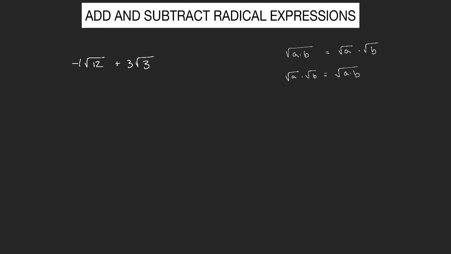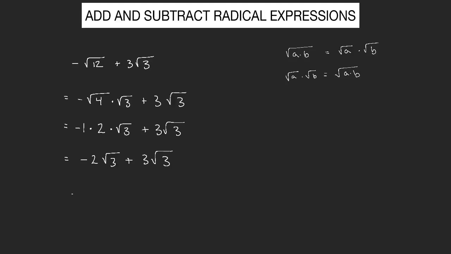So, negative 1 times root 12 plus 3 times root 3. Okay, we're going to go ahead and say that that equals negative root 4 times root 3 plus 3 times root 3. Okay, so that equals negative 1 times square root of 4, that's 2, times square root of 3 plus 3 times square root of 3. So we get negative 2 root 3 plus 3 times root 3. So that equals negative 2 plus 3 times root 3. Negative 2 plus 3 is 1. So we have 1 times the square root of 3, or just square root of 3.